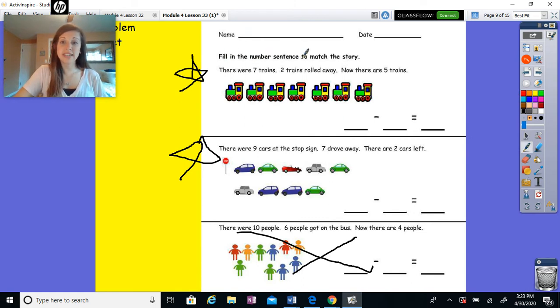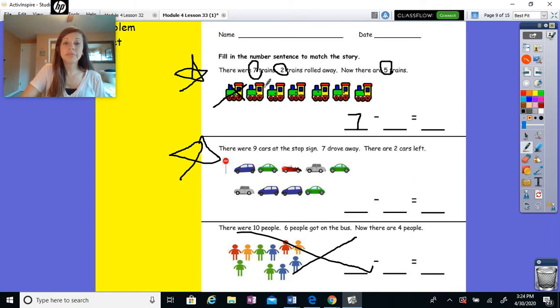It says fill in the number sentence to match the story. Okay, read the story with me. There were 7 trains. 2 trains rolled away. Now there are 5 trains. Let's make sure that we have 7 trains. 1, 2, 3, 4, 5, 6, 7. Remember it's subtraction, so we always write the biggest number first or what number we started with. So I'm going to write 7 in my number sentence because I started with 7 trains.